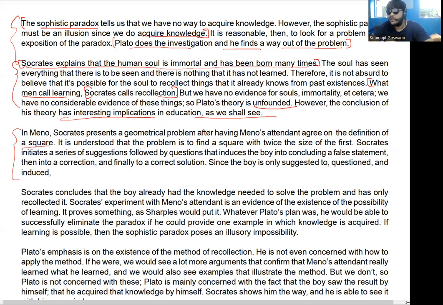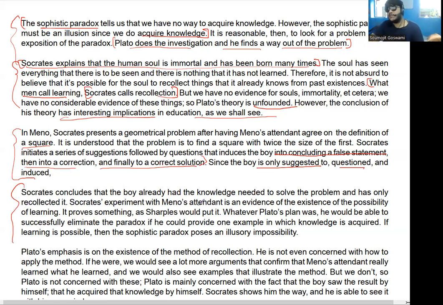It is understood that the problem is to find a square with twice the size of the first. Socrates initiates a series of suggestions followed by questions that induces the boy into concluding a false statement, then into correction, and finally into a correct solution. Since the boy is only suggested to, questioned and induced, Socrates concludes that the boy already had the knowledge needed to solve the problem and has only recollected it.